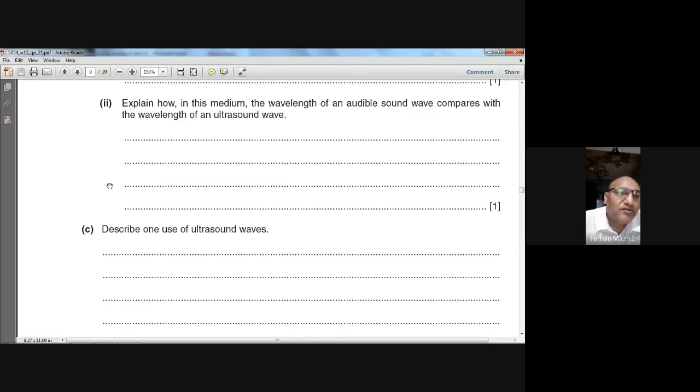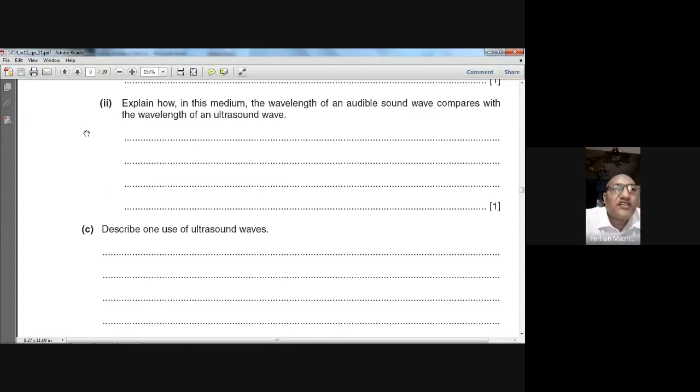And the ultrasound, if it has the same velocity, and we know that the velocity is the product of the frequency and the wavelength, because the ultrasound has higher frequency, its wavelength will be lower. It will have smaller wavelength.